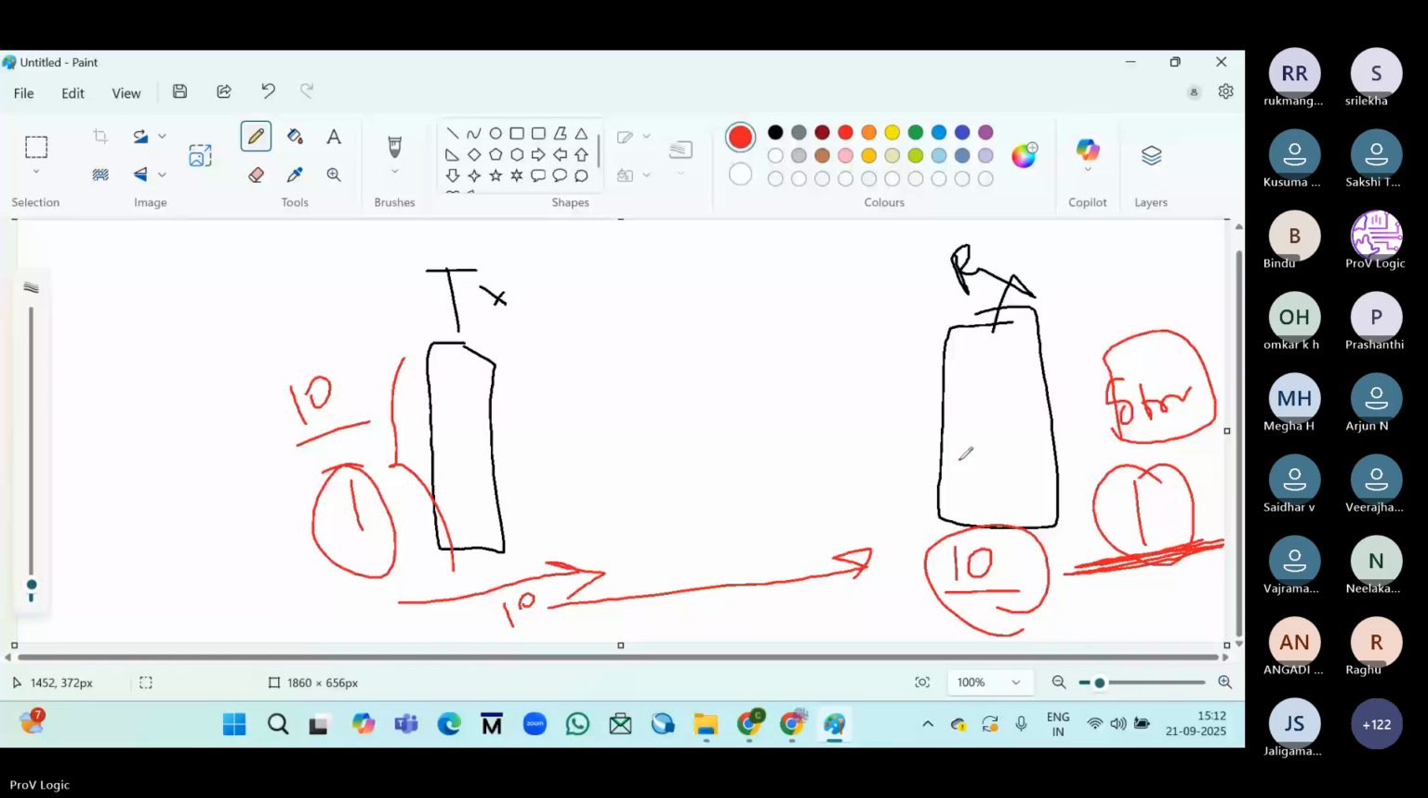What type of flip-flop is used to store the data? D flip-flop. D flip-flop is one of the memory state elements, so the D flip-flop is used. Okay, so my question here is, what can we do to avoid any data loss between the transmitter and receiver?